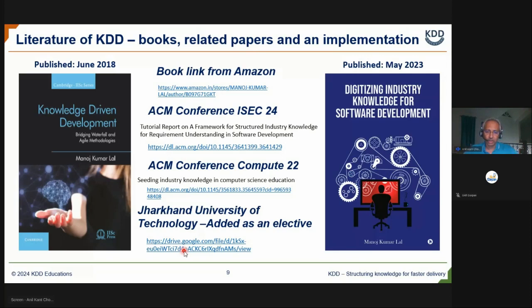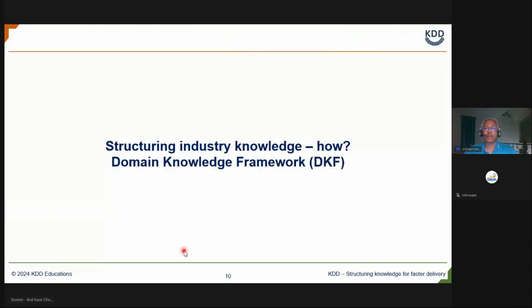Okay. I will now move on to the how part. How this is done. Now that how part is done in two ways. One is for the framework, that is the domain knowledge framework. So we'll cover that first, and then we'll get into how that structure is used in the atomic knowledge model or AKM.